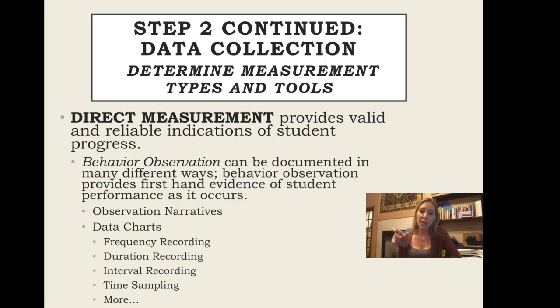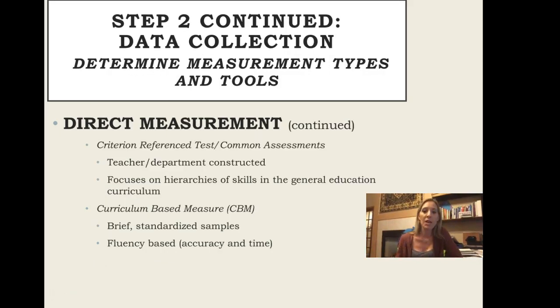Interval recording is what they can perform at a certain interval. Time sampling is basically at the end of a certain time, so maybe every 5 minutes you observe the student and see how they're doing. Now, interval and time sampling are more of your behavioral data, whereas frequency and duration and some of the qualitative parts, observation narratives, are more for your academics.